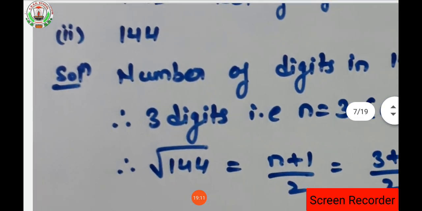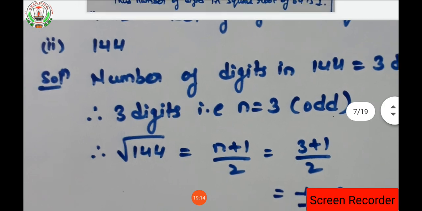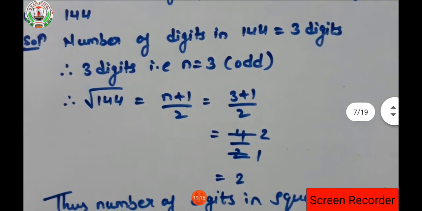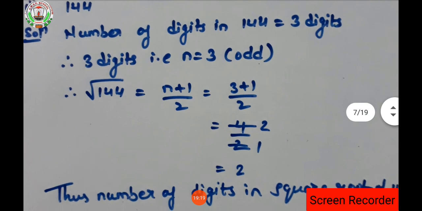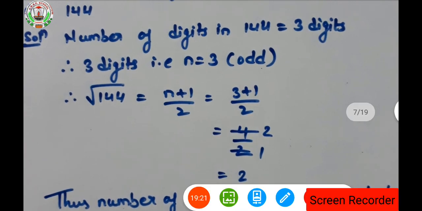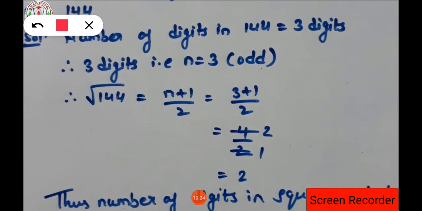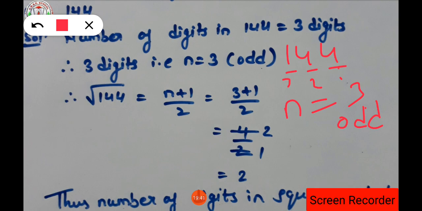Now the next one is, again look, the same question, second part. It will be more clear when we do the question. So here we are having 144. How many digits are there? 1, 2, 3. So total digits we are having is 3 here, isn't it? 3 is an even number or odd number? It is an odd number. If it is an odd number, what do we have to put? N plus 1 by 2 we have to put as the formula.